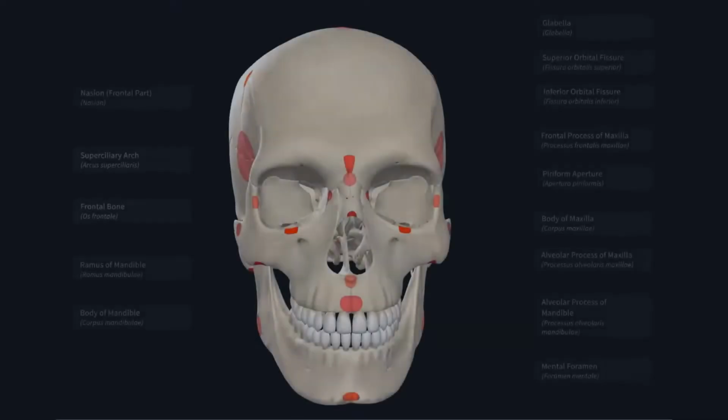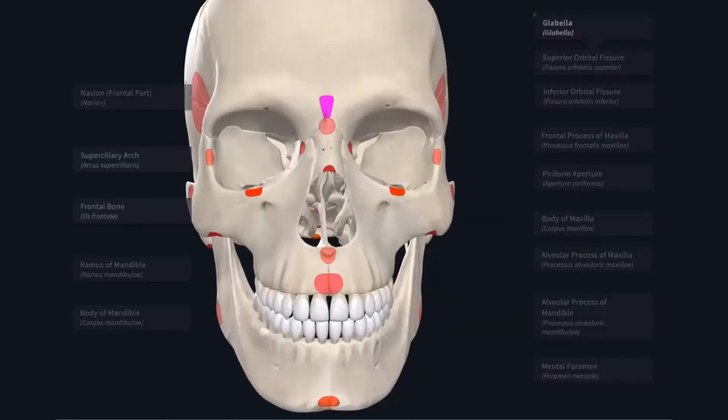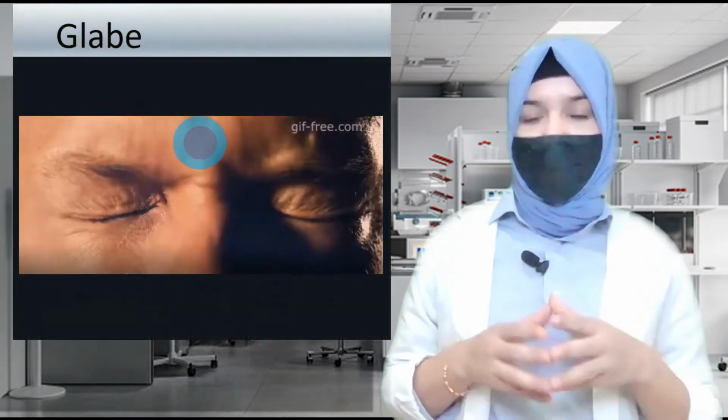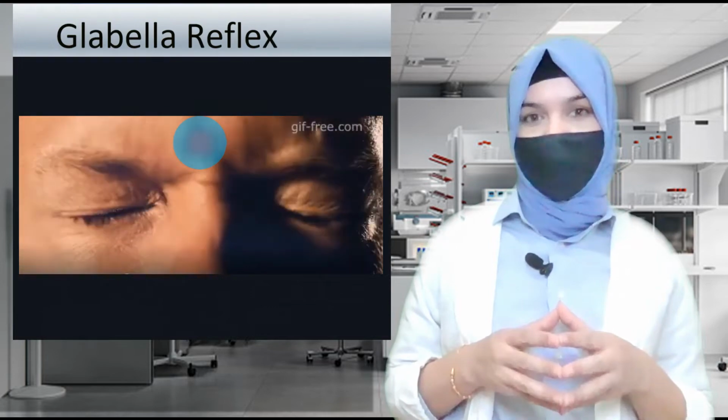When we see the skull from the anterior view, the first feature we have is glabella. Glabella is a craniometric point that lies on the anterior aspect of the frontal bone. It's more prominent in males as compared to females. Glabella has its own clinical importance as the glabellar reflex. In the glabellar reflex, when we tap at the glabellar region, it causes blinking of the eyes.